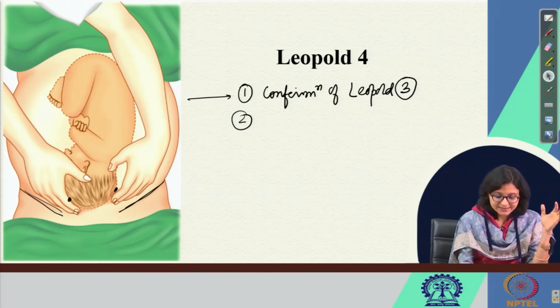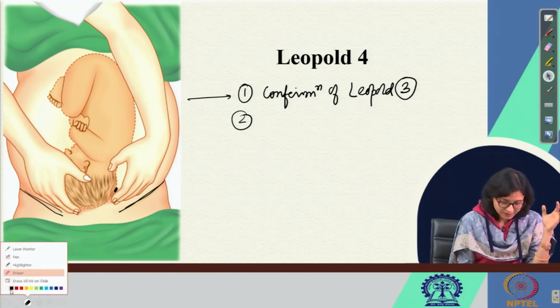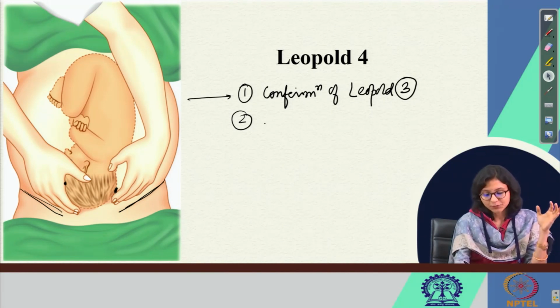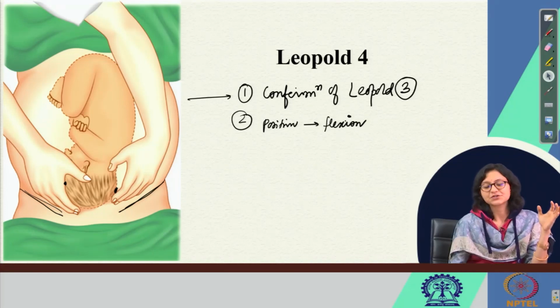Say the examiner is palpating the sinciput at a higher level than the occiput. So, the position of the sinciput and occiput helps to ascertain the attitude of the fetus, whether the fetus is in a flexed position.